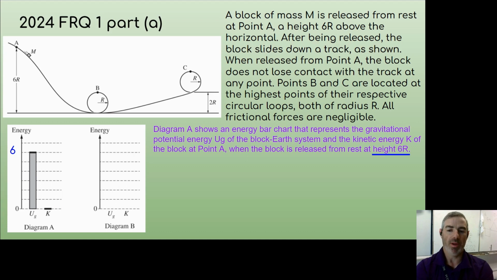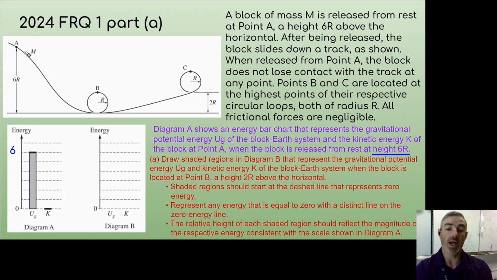It gives us some more information, and it tells us that we're going to be drawing diagram B for our energy bar chart. The height is 2r at B, which is just going to be the diameter, and the magnitude has to be drawn compared to the scale in diagram A. We just noticed that the height was 6 for 6r, so for 2r we should have a height of 2 for UG. So we're going to draw a bar that has a height of 2.